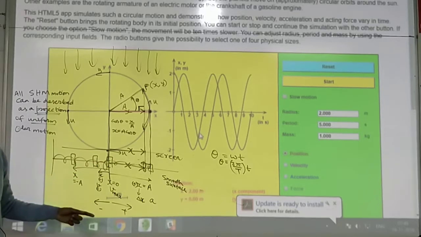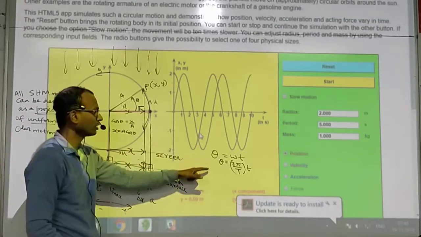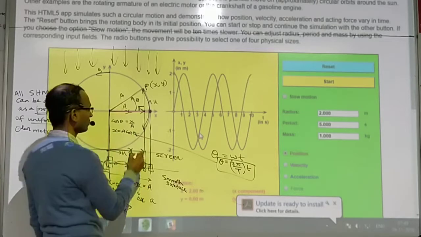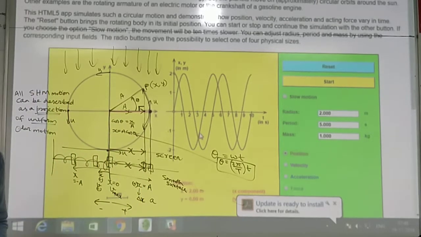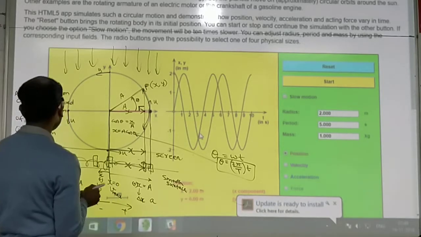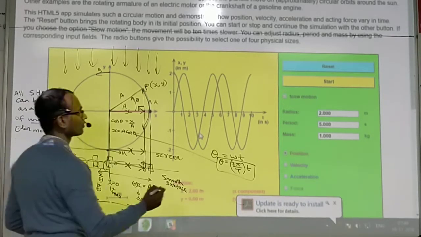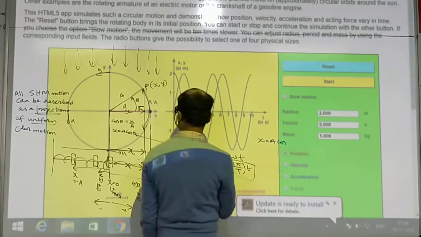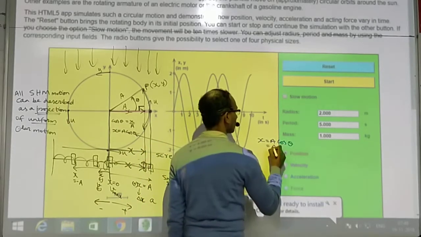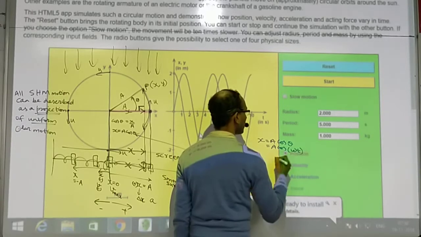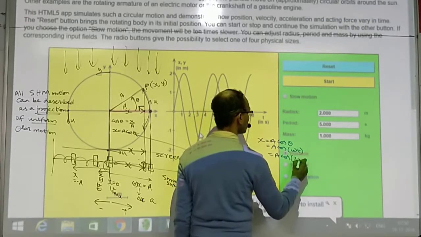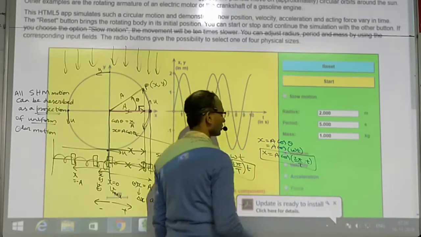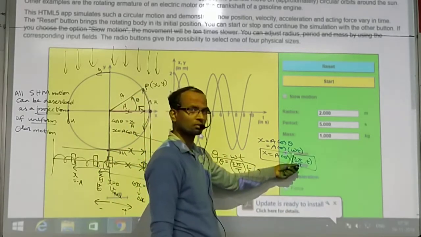How does x vary with time? So now put this theta inside this expression. Put this theta here. What do you get? x equals A cos theta, which is A cos omega t, which is A cos of 2 pi by time period into t. Omega is a constant, this 2 pi by T.